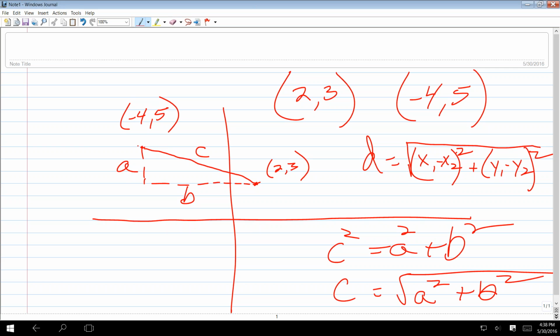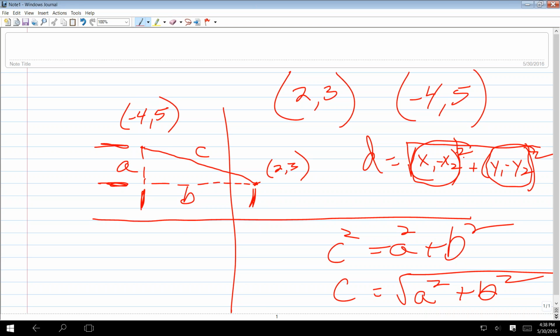Only instead of A, notice what A is. A is the difference in the y coordinates. B is the difference in the x coordinates. So this is B, that is A. And it doesn't matter which x you put first, right? No, it really doesn't. And the reason is that if you happen to switch these up, it's the same.